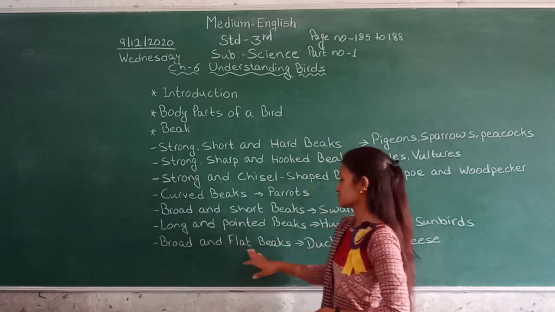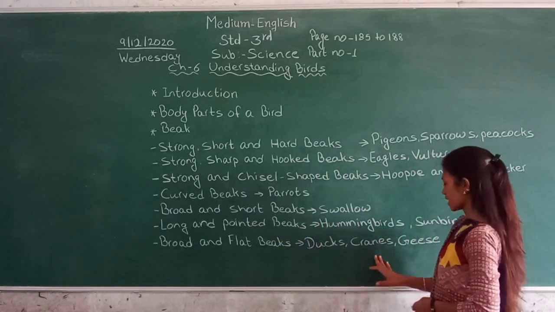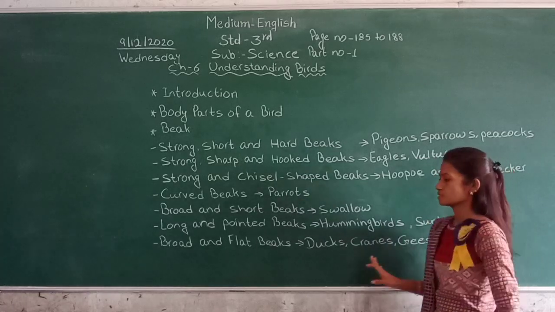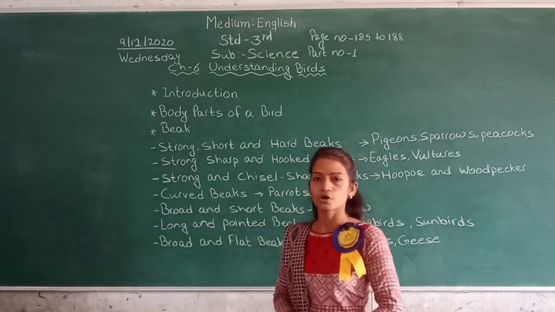Broad and flat beaks. Which birds have broad and flat beaks? Ducks, cranes, geese. These types of birds have broad and flat beaks with two holes.